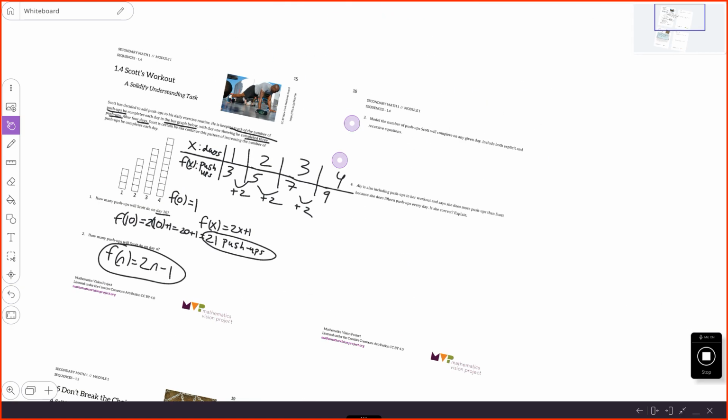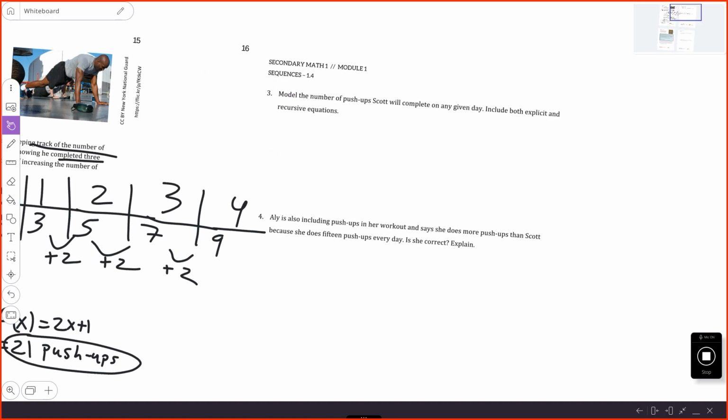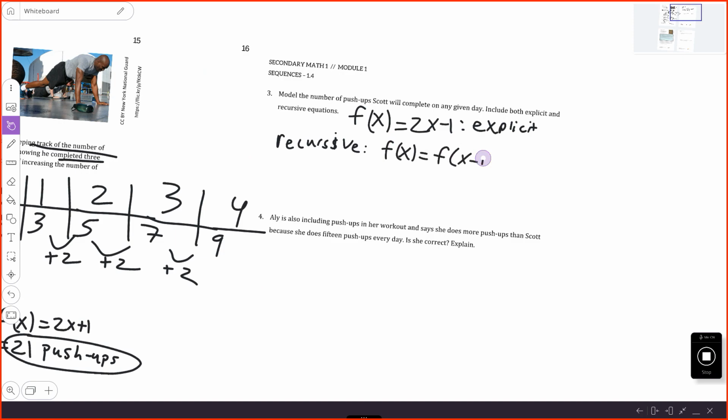All right. Model the push-ups Scott will complete, including explicit and recursive. Well, we already found the explicit. And then therefore the recursive is the now is the previous plus the rate, where if there were 0 days, we would start with 1. All right, that's recursive. Ali is also including push-ups in her workout. She says she does more push-ups than Scott because she does 15 push-ups a day. Is she correct? Well, let's go back to our table, right?